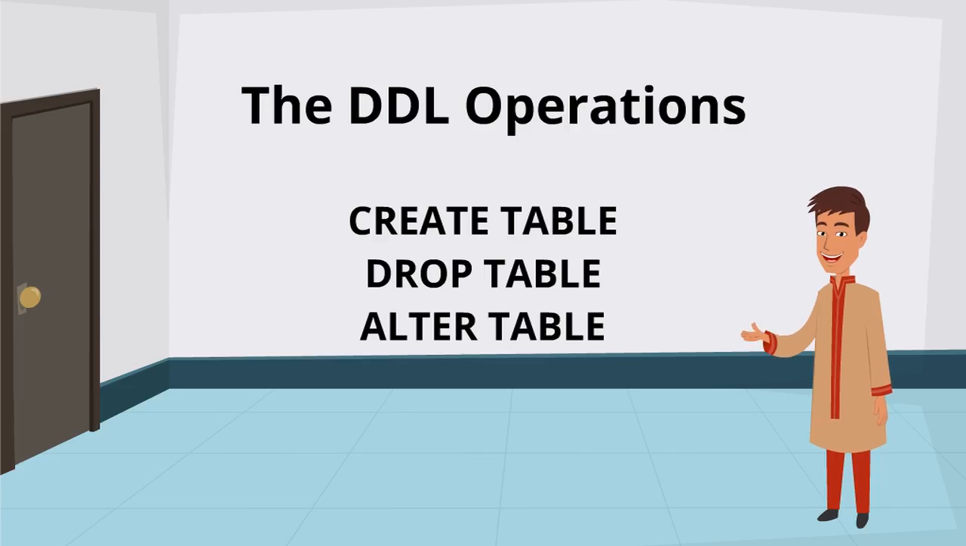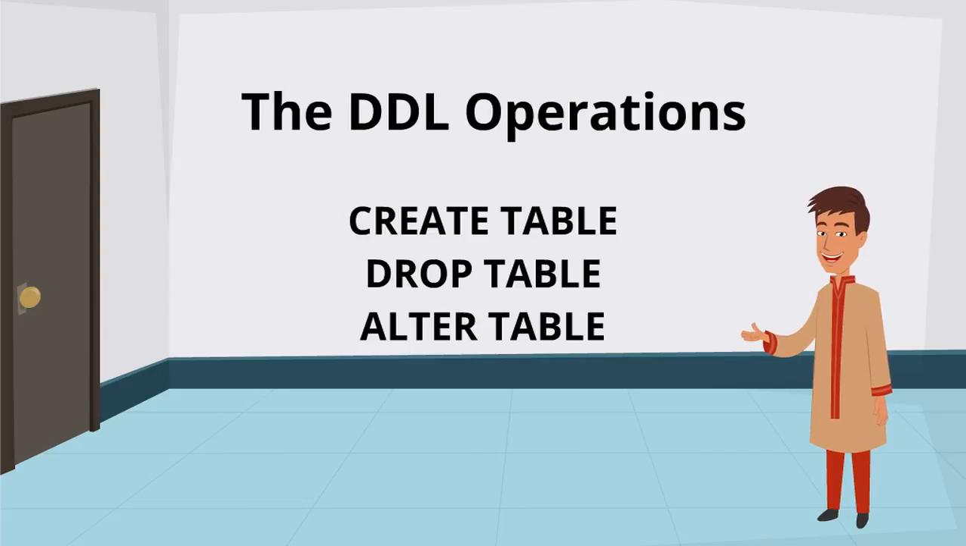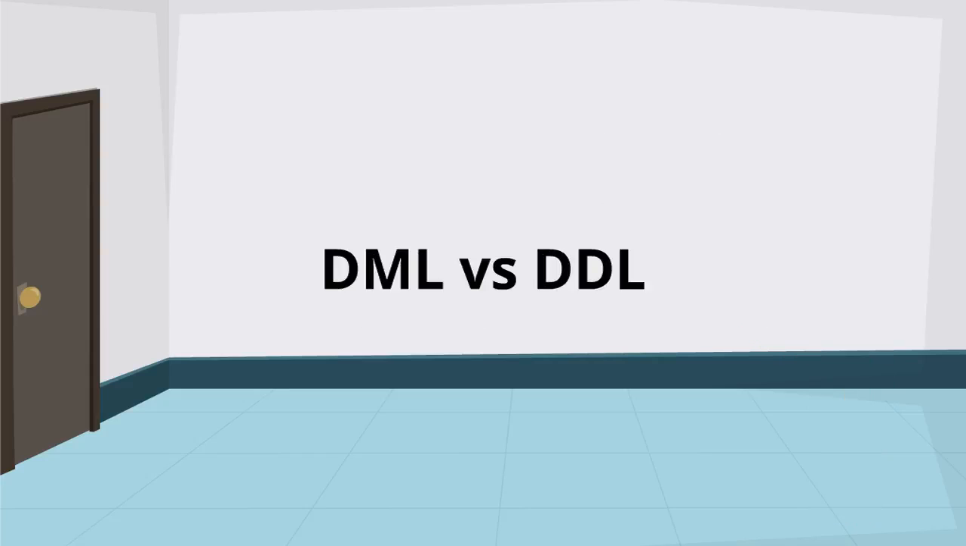In SQL, just like the DML operations, there exists another group of operations called the DDL operations, also known as the data definition language operations. These include operations such as create table, drop table, alter table, rename, and various other operations that actually alter the structure of the objects in the database. So in summary, DML operations manipulate data, and DDL operations manipulate the structure of the objects in the database.